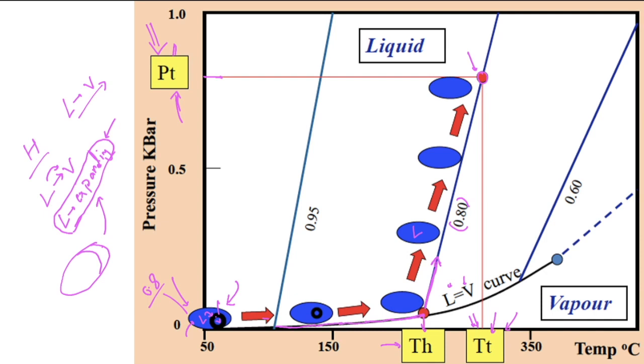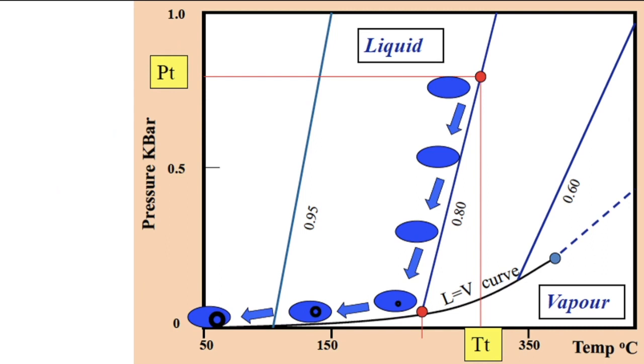If we try to cool this liquid, it will just follow the same path in the backward direction. If you start cooling it from here, it will follow this isochore. When it hits this point, the first bubble will form. If you keep on decreasing the temperature, the bubble will increase. Because see, when you are cooling something, what is happening? Vapor will convert into liquid, but also the liquid will contract.